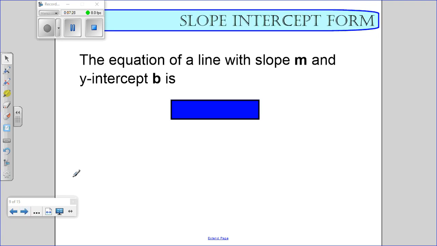We remember from last year, we had this thing called slope-intercept form. On your page, I'm not sure why they have y-intercept as c, but mark it out and put b. So this should read: the equation of a line with slope m and y-intercept b is y equals mx plus b.